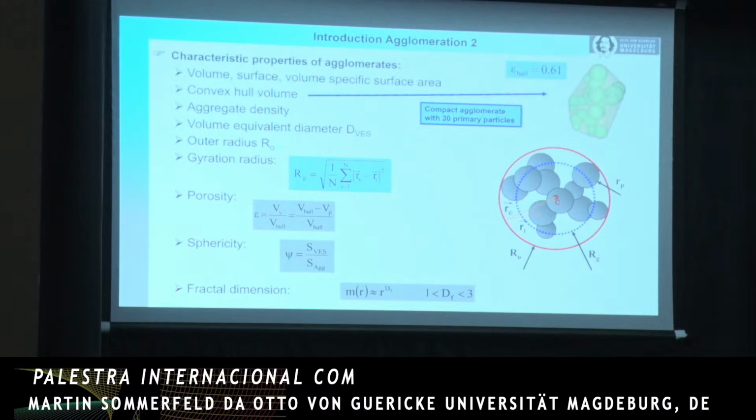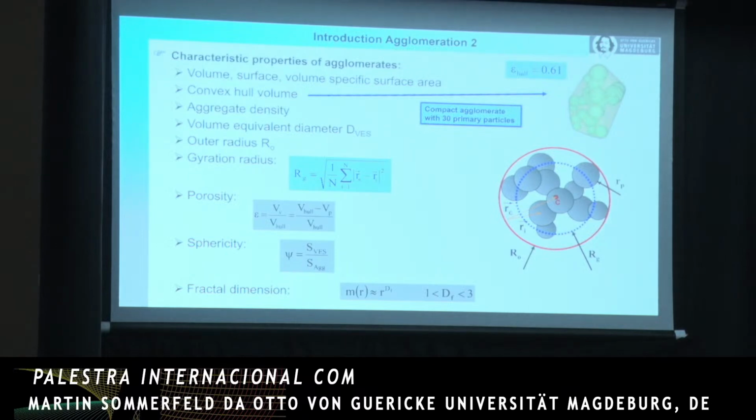Outer radius is more interesting. I illustrate that here. This is the red radius, which is hard to get numerically and also hard to measure. So volume equivalent is easier. You just measure the volume of all the particles involved, and then you have a volume equivalent size.